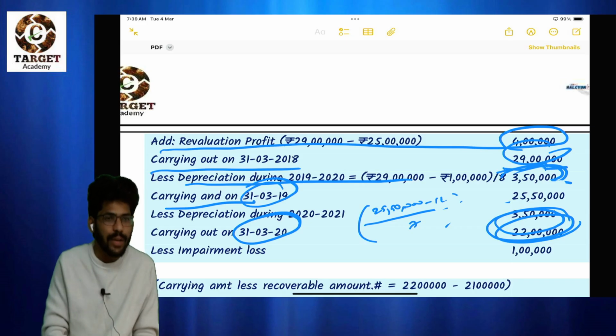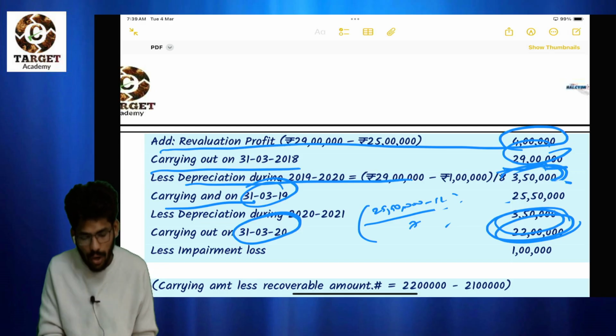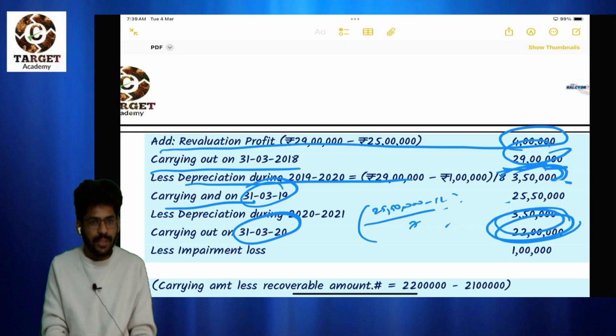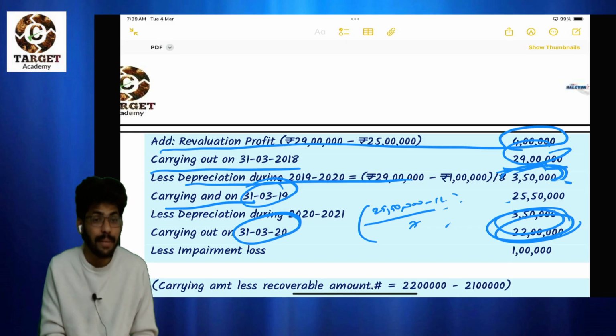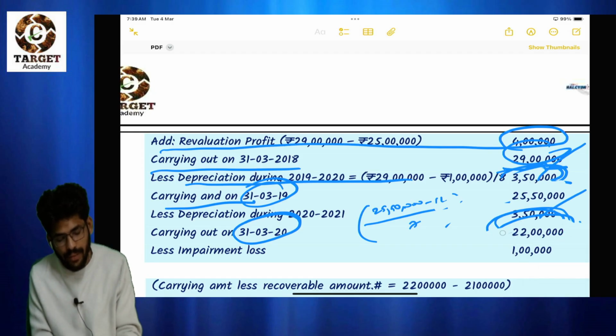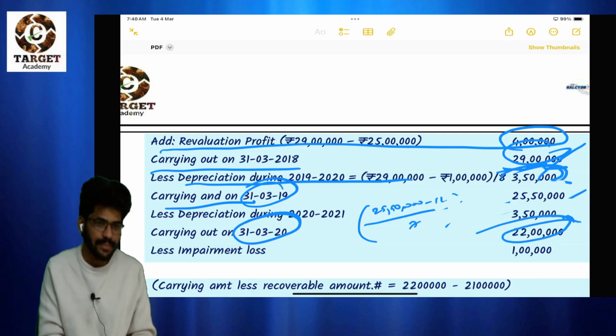From next year, we need to calculate depreciation on 29 lakhs only. Okay, how much? 29 lakh minus 1 lakh divided by 8. So what is the depreciation? 3 lakh 50,000. SLM method means every year depreciation is the same unless there are any changes. So depreciation 3 lakh 50,000, 3 lakh 50,000. So the balance carrying amount at the end of 31st March 2020 is 22 lakhs. 22 lakhs. Clear?